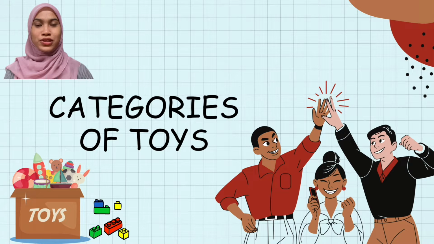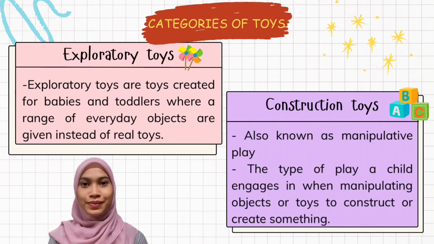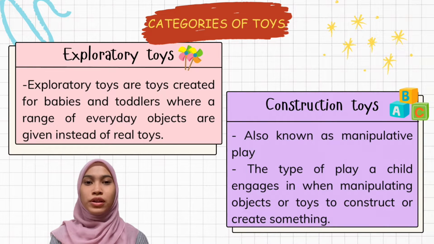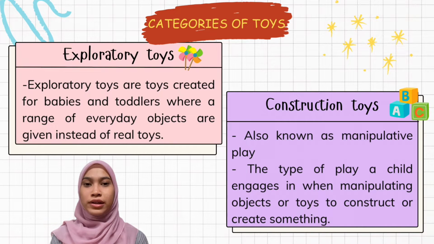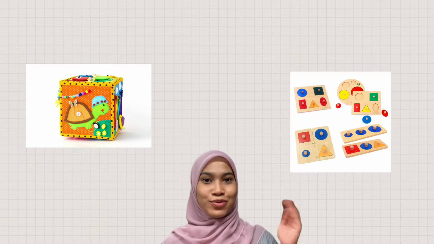Next, we will move to the categories of toys, where there will be 7 categories of toys that I will explain. The first 2 categories of toys are exploratory toys and construction toys. Exploratory toys are toys created for babies and toddlers, where a range of everyday objects are given instead of real proper toys. This type of toys encourage children to investigate and explore anything that interests them the most. With this type of toys, adult supervision is required, but adult intervention should be minimal so that children can freely explore the toys or items without being restricted. Examples of exploratory toys are soft manipulative cube and wooden toys.